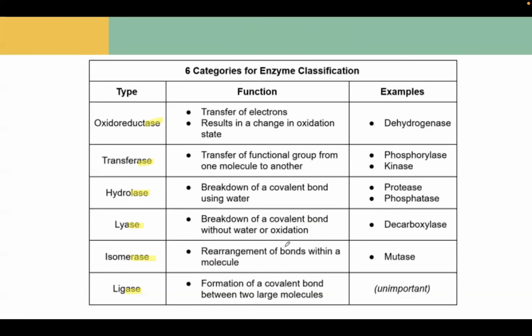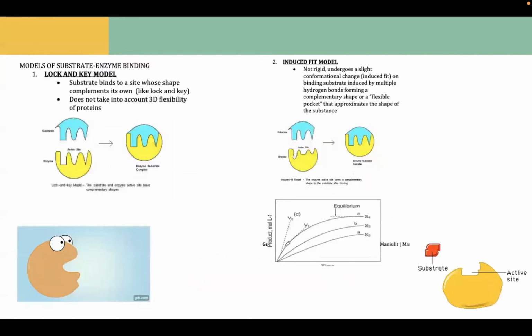Next type is your ligase. It is the breakdown of covalent bond without water or oxidation. So, yun yung difference nila ni hydrolase. Ang example natin dyan, yung mga decarboxylase. Next, your isomerase. It is the rearrangement of bonds within a molecule. Example natin yung mga mutase. And lastly, your ligases. It is the formation of covalent bond between two large molecules. So, for our enzymatic activity, we have two models of substrate-enzyme bonding.